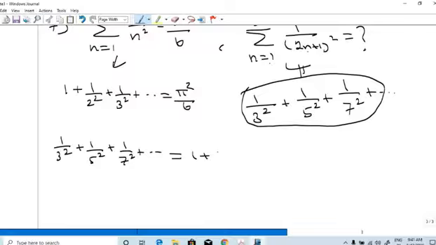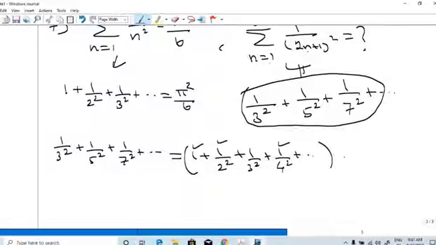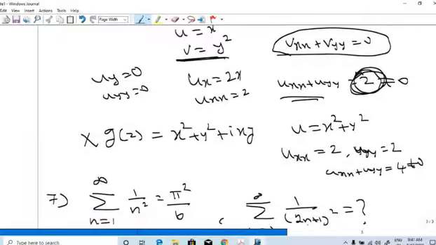Therefore 1 plus 1 by 2 square plus 1 by 3 square plus 1 by 4 square and so on. So now you can add 1 by 2 square, 1 by 4 square, 1 by 6 square. Therefore, you got to subtract all these things. Okay. So what we got to subtract now? Take the minus outside for all the subtraction. Therefore, you get 1 plus 1 by 2 square plus 1 by 4 square plus 1 by 6 square and so on. Okay. Now, so what do you get?